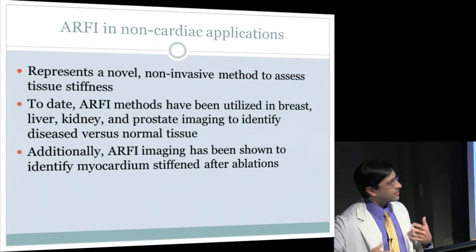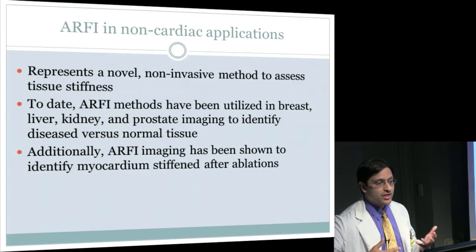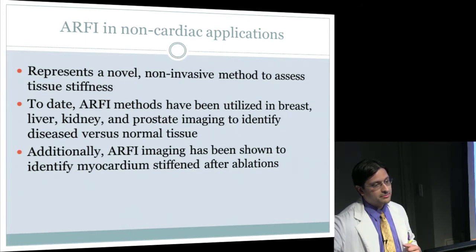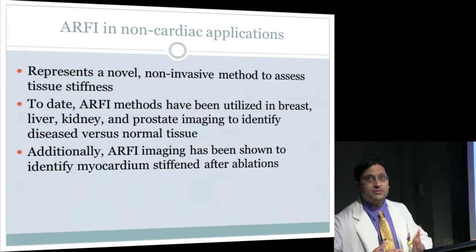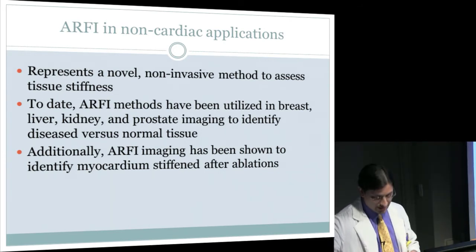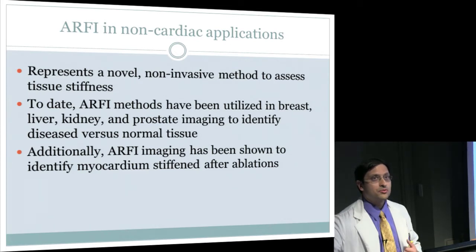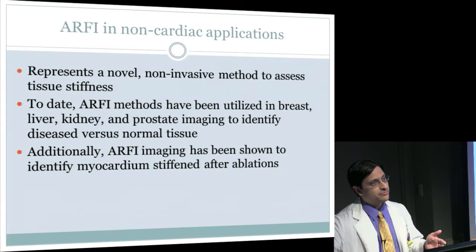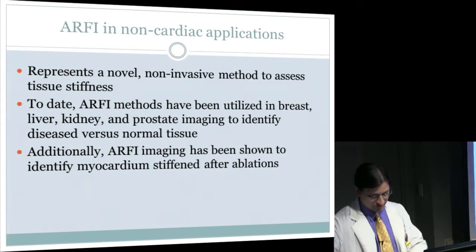Now, this is a fairly novel and non-invasive way to assess tissue stiffness. It's been developed in the last 10 to 15 years in Greg Trahey's lab, and they've actually studied other organs, the breast, liver, kidney, and prostate, to name a few, where they've effectively shown that non-invasively they can differentiate normal from abnormal tissue just based on tissue response to these ultrasound pulses. Now, in the heart, they've more recently shown, working with some of our EP colleagues, that they can differentiate areas of the heart that have been stiffened after ablation versus those that have not been affected by ablation.